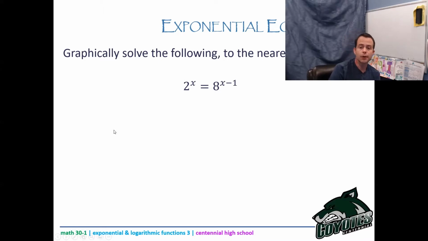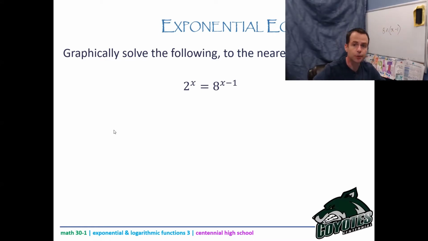Now, if we're going to graphically solve this, y1 comes from the left side, y2 comes from the right side. One thing to be careful of: if you are a white Casio or an older model TI, with that 8 exponent x minus 1, you have to input 8, then push your exponent button and then open up a bracket. The x minus 1 has to be in a full set of brackets so that your calculator knows that whole thing is the exponent.